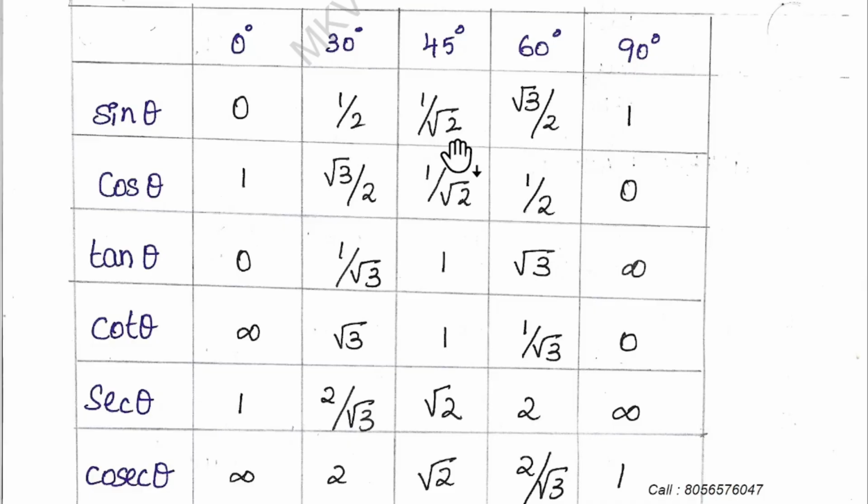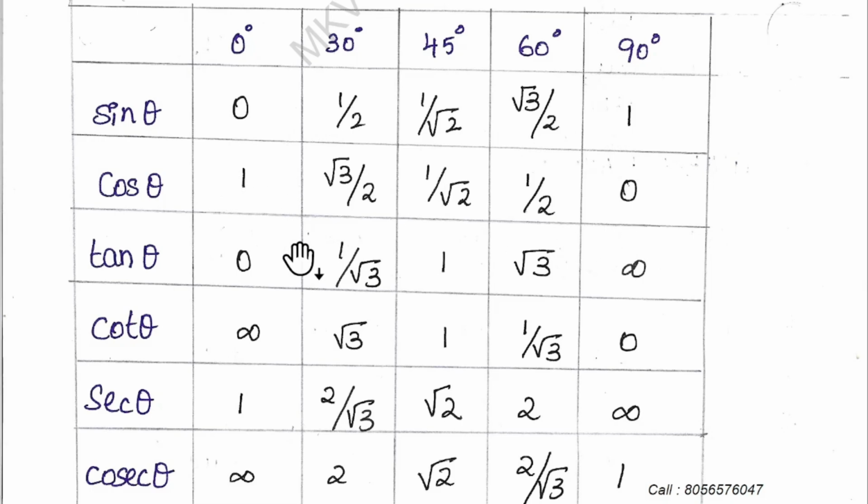0, 1 by 2, 1 by root 2, root 3 by 2, 1. Okay, so first remember this one line. This one single line is enough. When you come to cos theta, just go from the last. So what is sin 90? 1. So you write that one for 0 degree for cos. And what is sin 60? Root 3 by 2. So write this for 30 degree. So always go backwards for cos theta. Sin theta is 0, 1 by 2, 1 by root 2, root 3 by 2, 1. So cos theta will be 1, root 3 by 2, 1 by root 2, 1 by 2 and 0. So go backwards for cos theta.